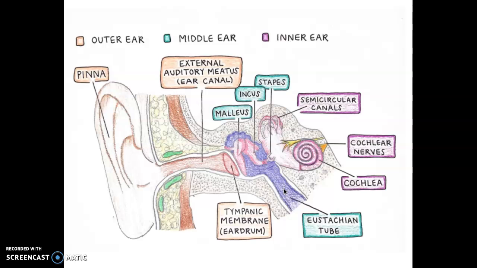The inner ear contains the semicircular canals, right here, which help us to keep our balance. The cochlea, this spirally coiled structure that you can see here, contains the organ of Corti, which is the sensory end of hearing. The cochlear nerves here, which are also referred to as the acoustic or auditory nerves, transfer auditory information from the cochlea and then into the brain.